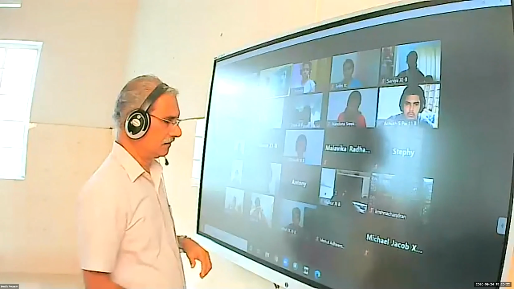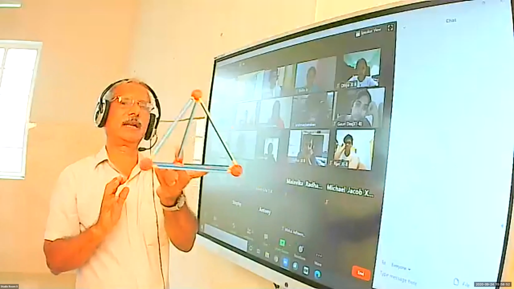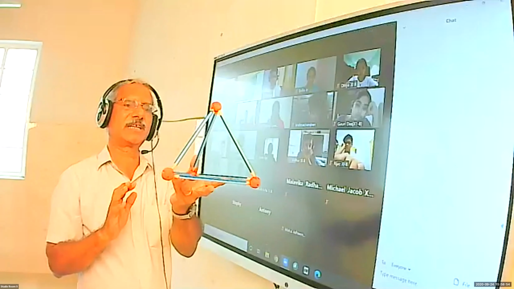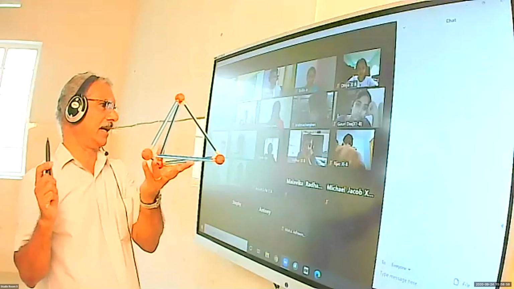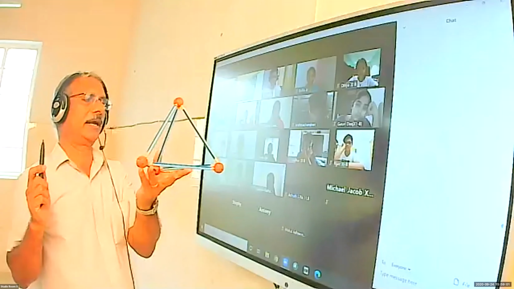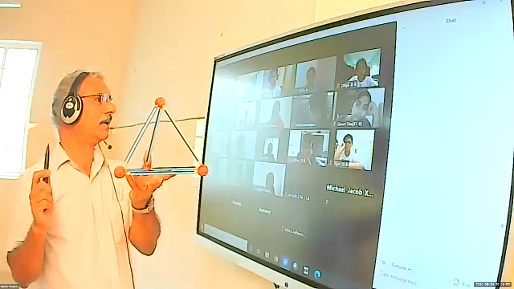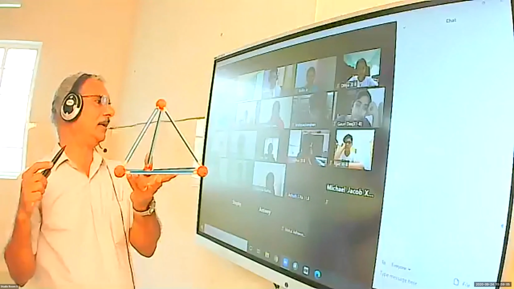Now, the tetrahedron will have this shape, and it's a regular tetrahedron. And what is meant by regular? All the edges are equal.